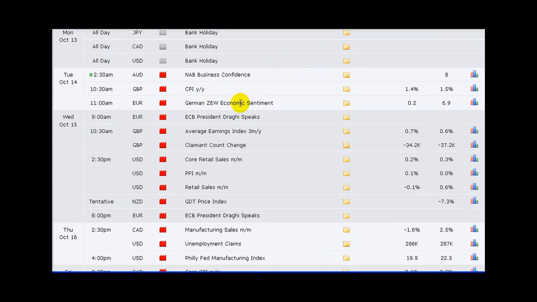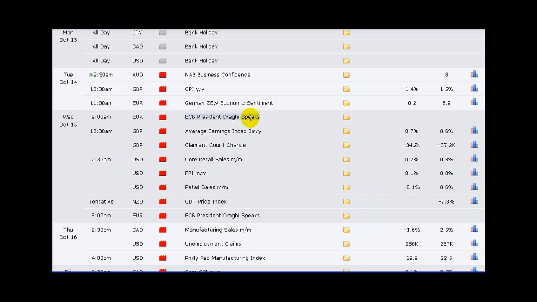Tuesday, ZEW, that can move the markets if it's a big difference from what's forecast. That's 11 AM. Wednesday we've got Draghi talking, and the normal news, claim account change on GBP, etc. So nothing much there to really worry us. There's no NFPs or anything this week.